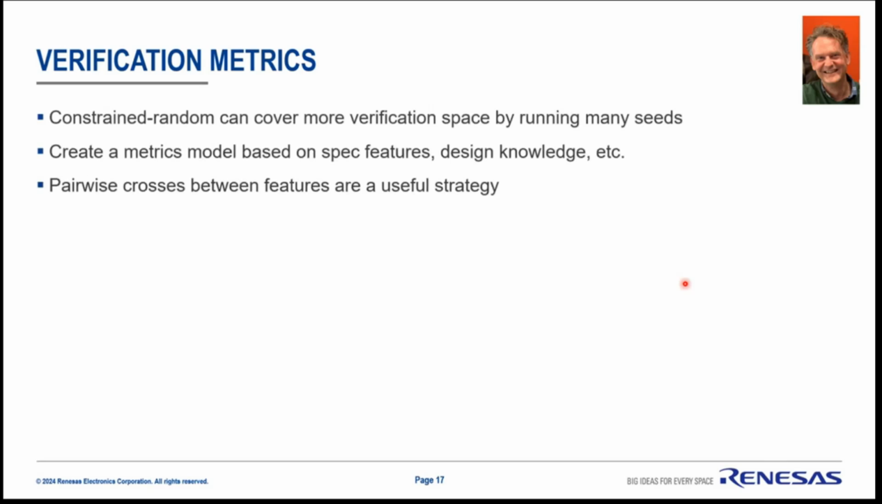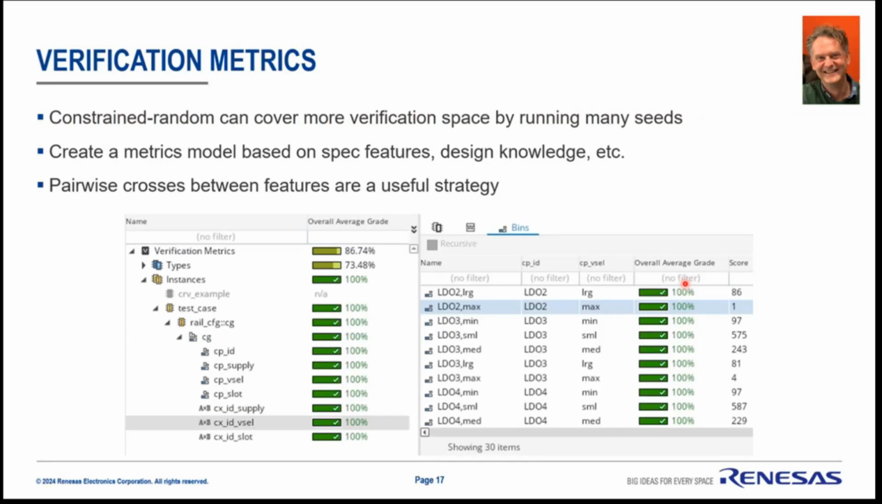So the metrics are important. Constrained random can cover more verification space simply by the fact that we've got automation when we hand this over to our CPU farm, but we need to create a metrics model based upon the spec features and design knowledge, which is typically our functional coverage model. Another point is that we generally find bugs when two things interact together, which is a common source of interesting behavior, so putting pairwise crosses between features is quite a useful strategy in your verification plan.